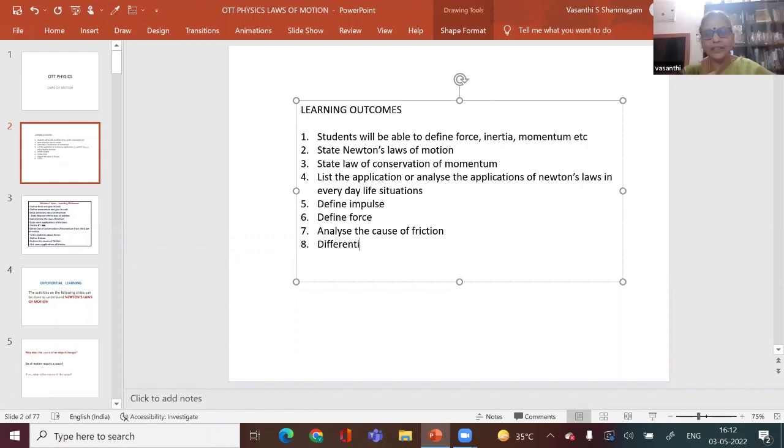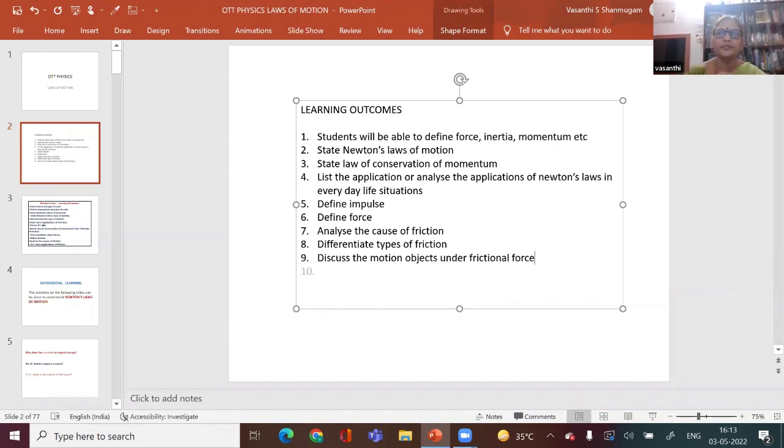See, these are the different types of learning outcomes. Differentiate different types of frictional force. Differentiate types of friction. Then discuss the motion of objects under friction. So they will consider frictional force in analyzing the motion of an object.